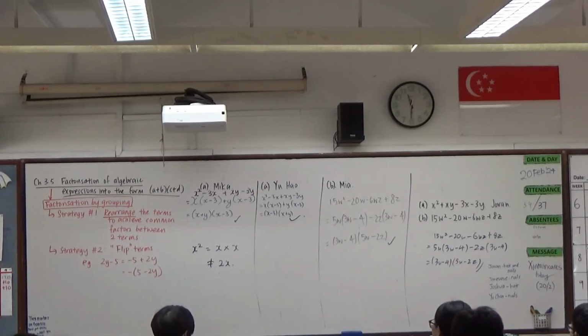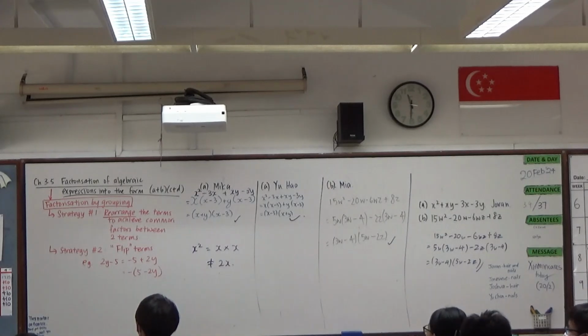Alright, so give the points. Mika is there. Kirhao is also there. Mia stays there also. After that, Joven is staying here.